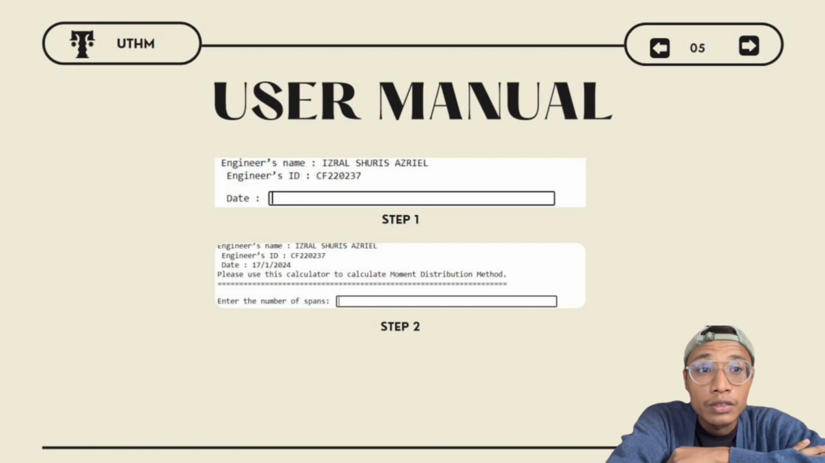So first of all, step 1 is we must enter the user's details. So we have an engineer's name, engineer's ID, and date. And step 2 is, to calculate the moment distribution method, we must first enter the number of spans.